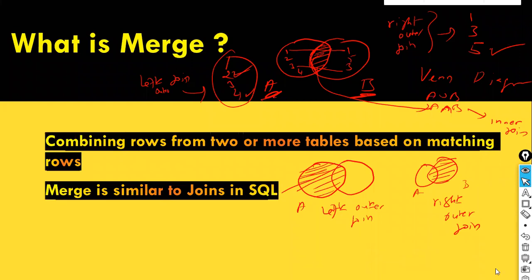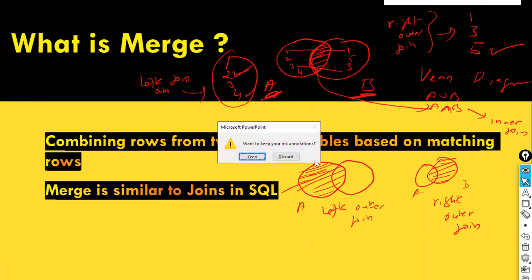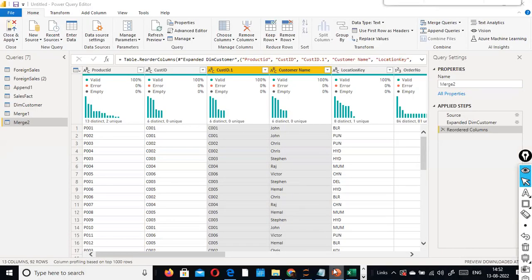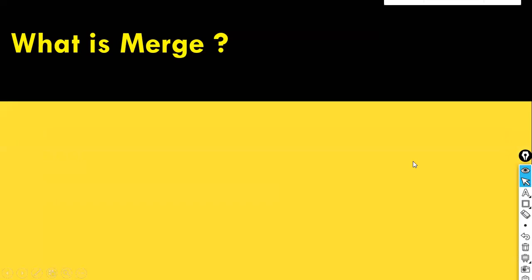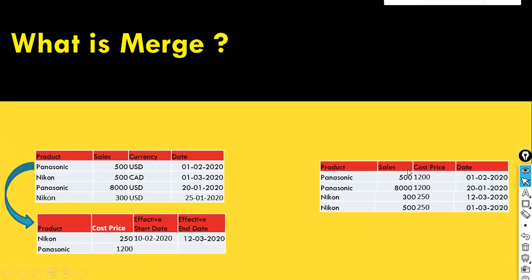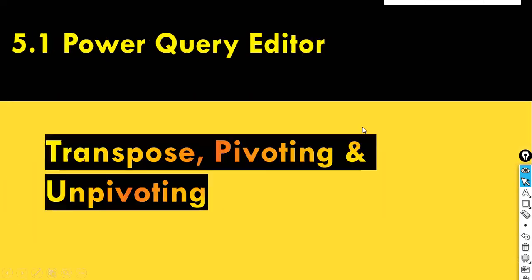Nobody is born a genius, right? So if you're not able to understand, the only way out is you need to work it out. You need to watch the video multiple times, at least 2 or 3 times. If you watch it, you'll be able to understand. So now you understood what is left outer join, right outer join, inner join.